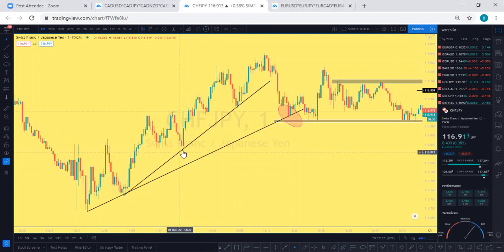When this has happened, I'll just extend my trend line up, waiting for the third time that the market will come back into this support trend line. And then you can see as it came into the support trend line, as long as CHF is stronger than JPY, I'll go for a buy.